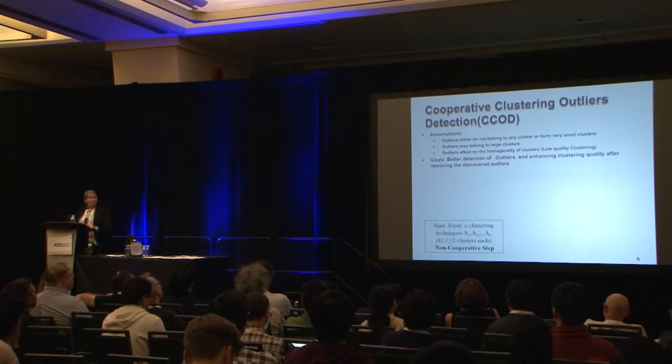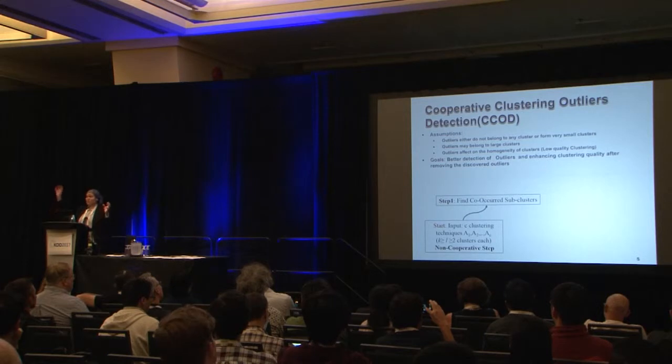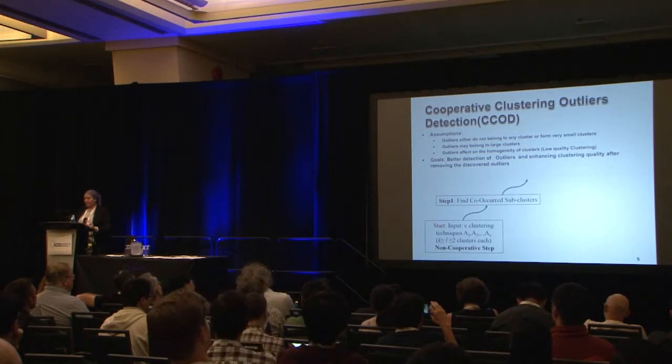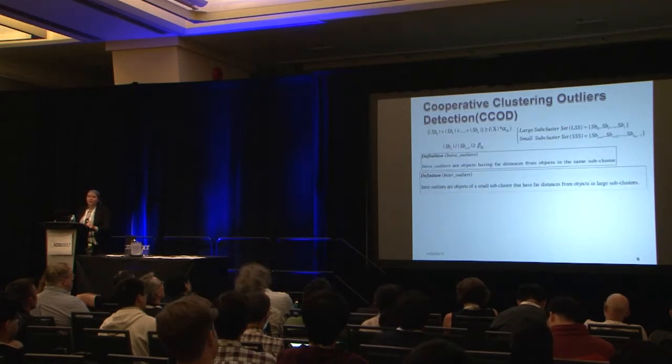So the process starts by still involving a set of techniques, asking them to generate their clusters, and then we find those subclusters based on the cooperative agreement between those techniques. Instead of starting with 2 and 2, we will have, like, 4 small subclusters. And then we will assign what we call a cooperative outlier factor. The cooperative outlier factor depends on how we actually define outliers.